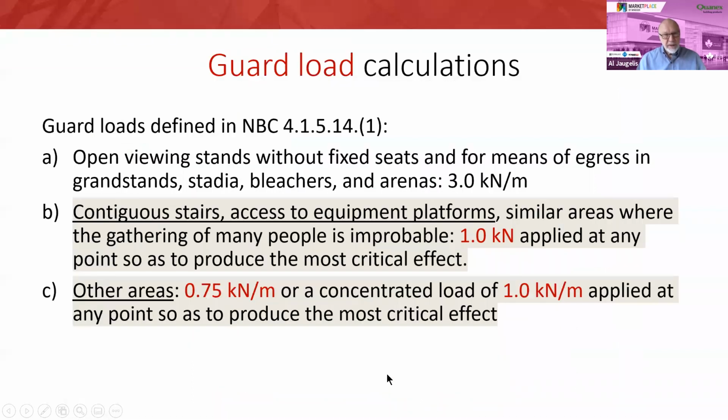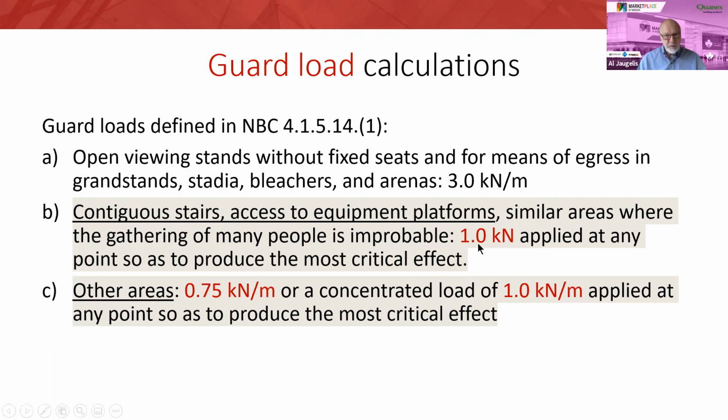Well, then when you're going to do the calculations, what loads are you dealing with? And the three possible guard loads are defined in this NBC sentence, 4.1.5.14.1. The first one doesn't really apply because it's for stadiums. It's a very high load that you would expect to have on a guard. If you've got hundreds of people crowding and pressing against a guardrail, you're going to have a much higher load than just an individual person or a couple of people pushing on the guardrail. So it's cases B or C here that apply.